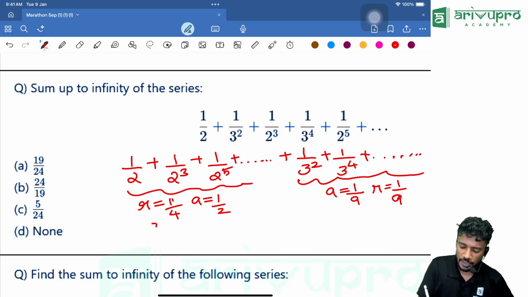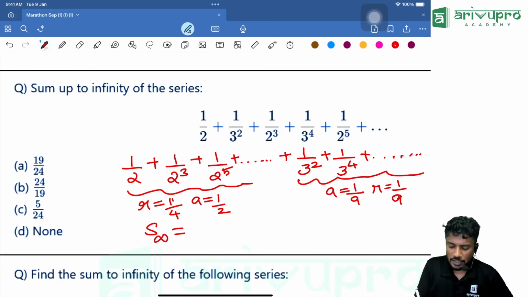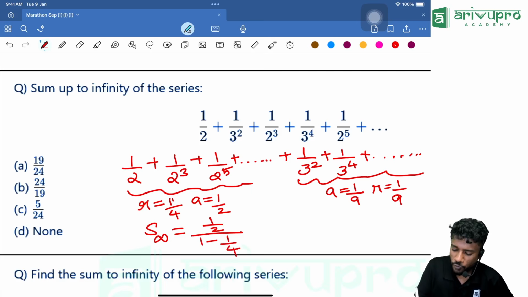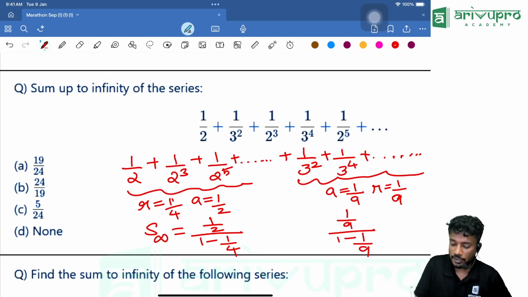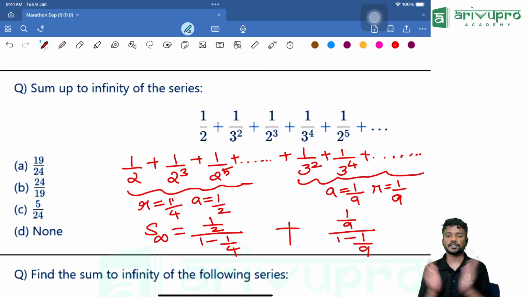Just use the formula S infinity. How much is it? A by 1 minus R. A by 1 minus R is how much now? 1 by 2 divided by 1 minus 1 by 4. Then here it is how much now? 1 by 9 divided by 1 minus 1 by 9. Then add both. You will get the answer.